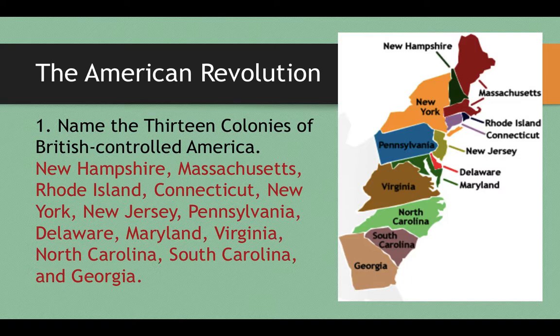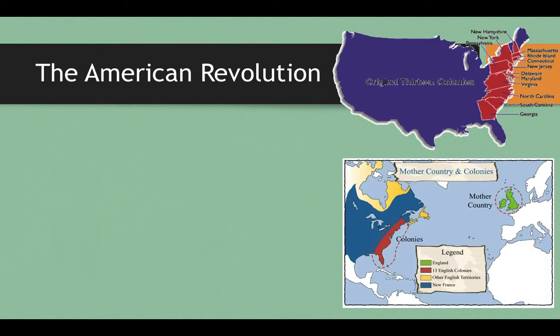Before we get into the actual content, here are the 13 colonies of British controlled America. So, by the mid 1700s, these 13 colonies were established on what we now know as the east coast of the U.S., and these were controlled by Great Britain. All right, so the 13 colonies, you have New Hampshire, Massachusetts, Rhode Island, Connecticut. Those are the New England colonies. Then you had New York, Pennsylvania, New Jersey, Delaware, and Maryland. And then you had the southern colonies, Virginia, North Carolina, South Carolina, and Georgia.